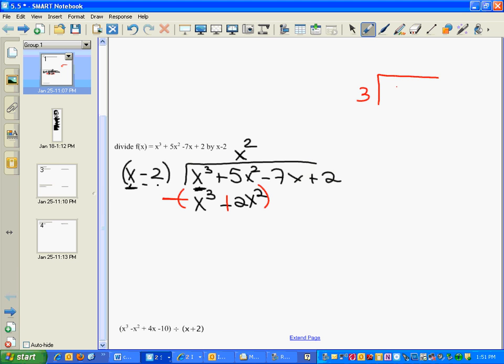3 into 18 is 6. That comes out evenly. 3 into 17, 5 times. I get a 15. What do I do with the 17 and the 15? I subtract. I'm doing that same format here.